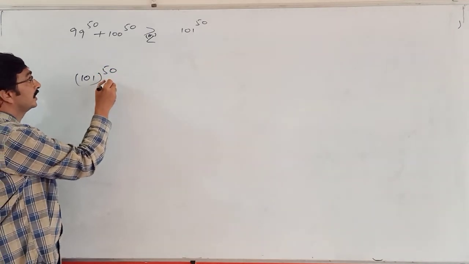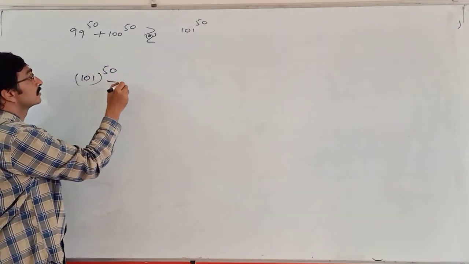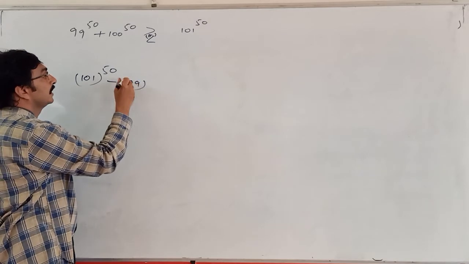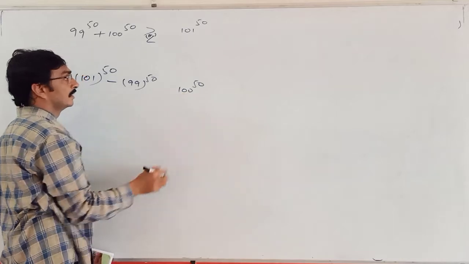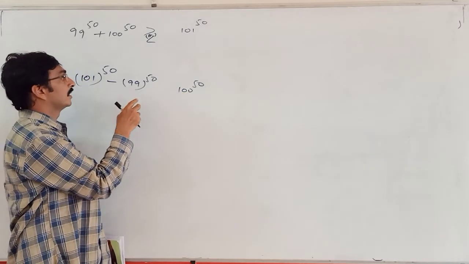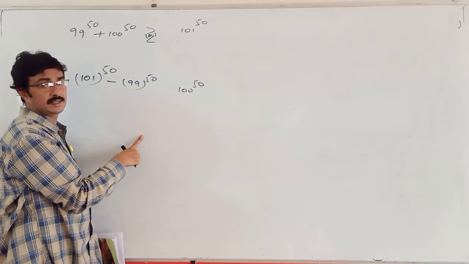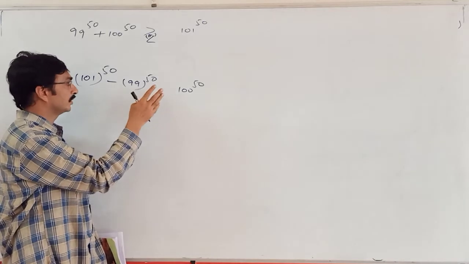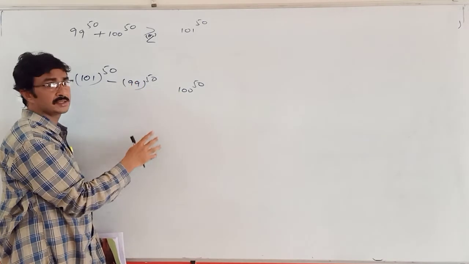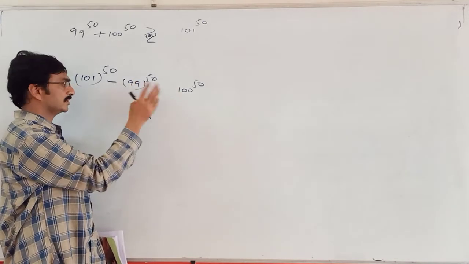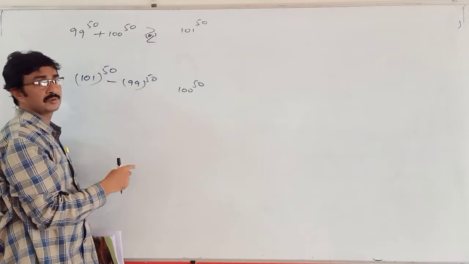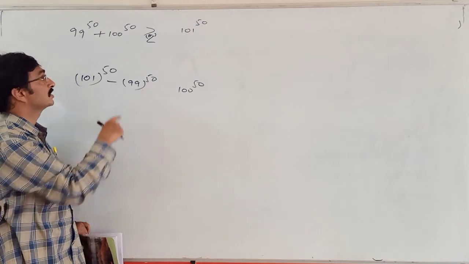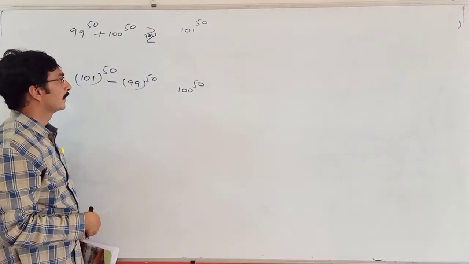101 whole power 50 minus 99 whole power 50, and the other term is 100 power 50. First, we decide which of these two is the bigger one. From that you can find which one is big and which one is small.